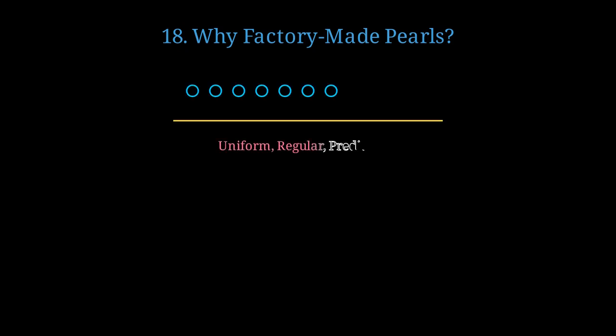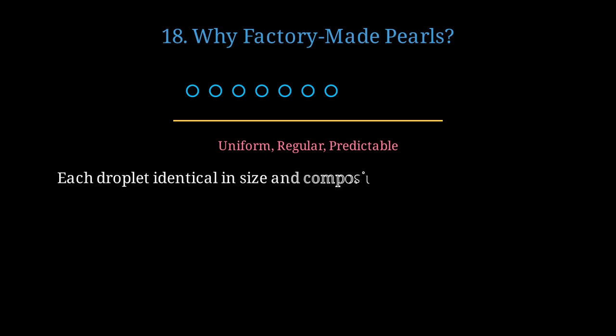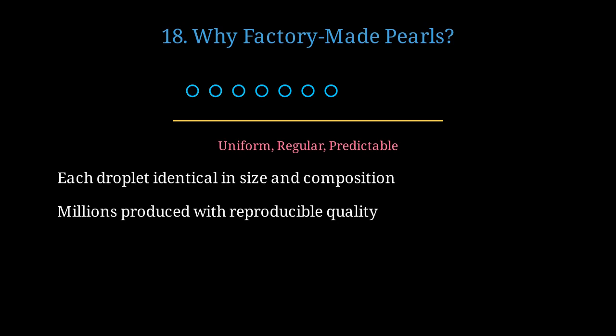Let's return to our pearl analogy to understand why this metaphor is so fitting. Like pearls on a string, droplets are uniform in size, regularly spaced, and produced with factory-like precision and predictability. Each droplet is nearly identical in size and can have precisely controlled composition. Millions of droplets can be produced with reproducible quality, batch after batch. The droplets self-organize into ordered structures without external intervention.